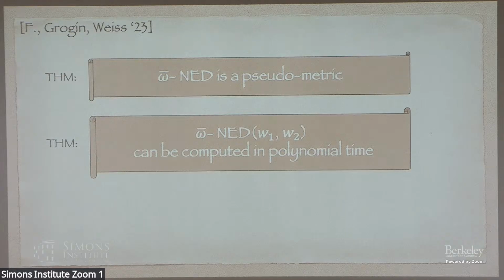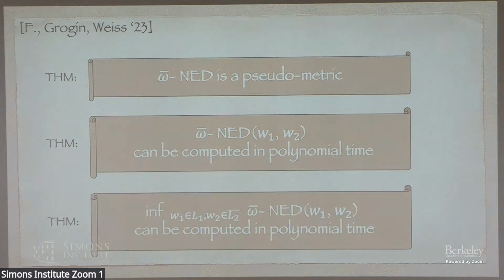How are these W1 and W2 represented then? That's an excellent question. I assume they are lasso words, so they are ultimately periodic: you have the prefix and then a repeating part. Then we can also compute this infimum over two languages and get the robustness distance as defined by Philip and company. We work with Büchi automata, non-deterministic Büchi automata, and the construction works for deterministic ones too.